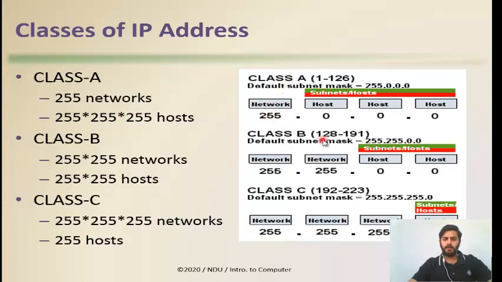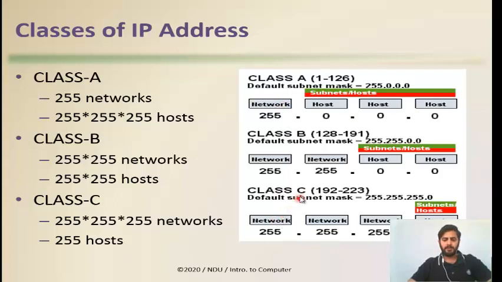And if the number ranges from 128 to 191, it means it's a class B IP address. And if it ranges from 192 to 223, it means that is a class C IP address, and that is the very start of each IP address. These are the starting numbers. I am talking about the starting numbers only.